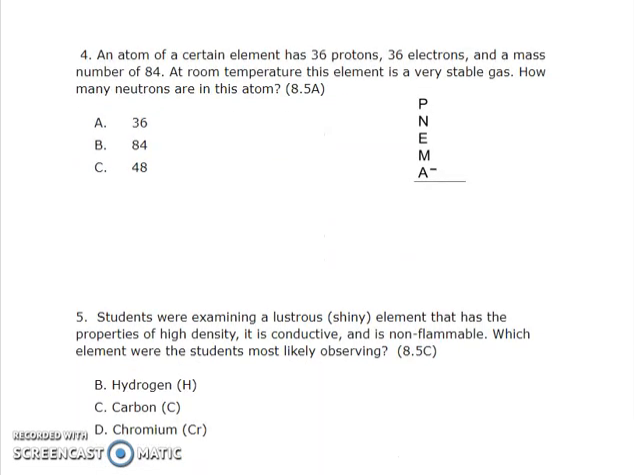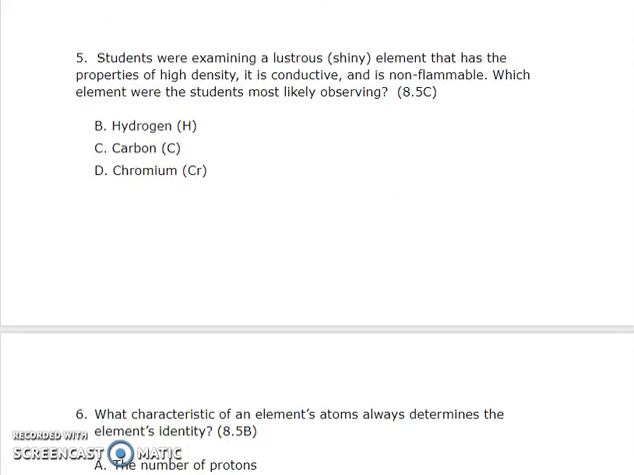Number 4. An atom of a certain element has 36 protons, 36 electrons, and a mass number of 84. At room temperature, this element is a very stable gas. How many neutrons are in this atom? A, 36, B, 84, or C, 48?